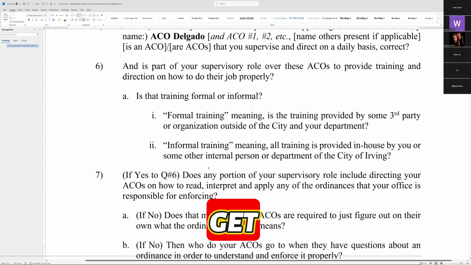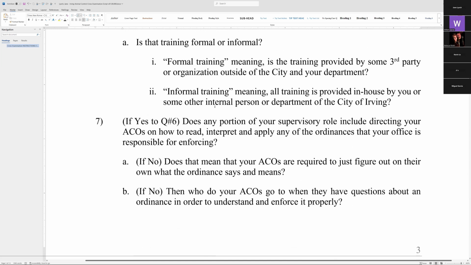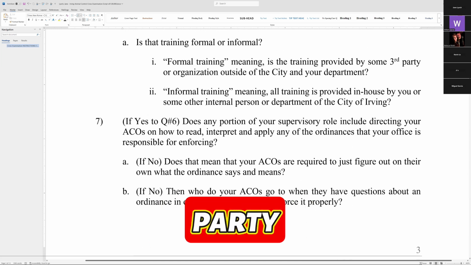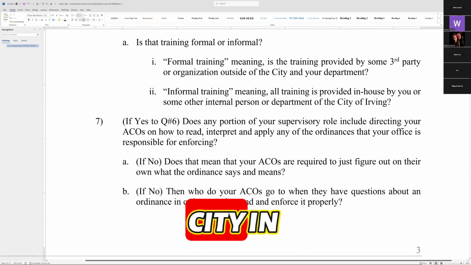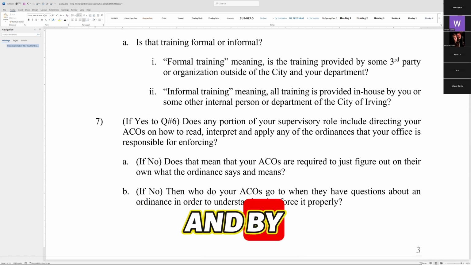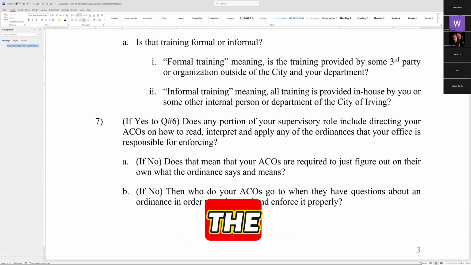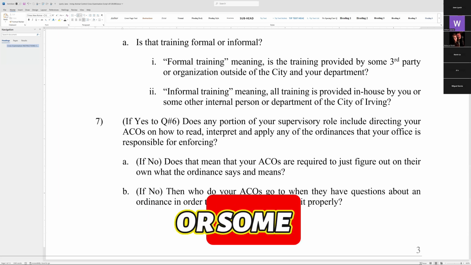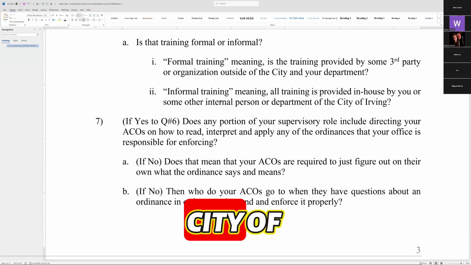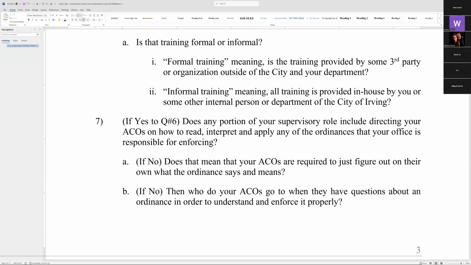Yes, but they get trained elsewhere. Just answer the question. Yes. Is that training formal or informal? By formal training, I mean the training is provided by some third party or organization outside of the city and your department. By informal, I mean all the training is provided in-house by you or some other internal person or department of the city of Irving. Both. Which one is it? Both. It's both. Okay.